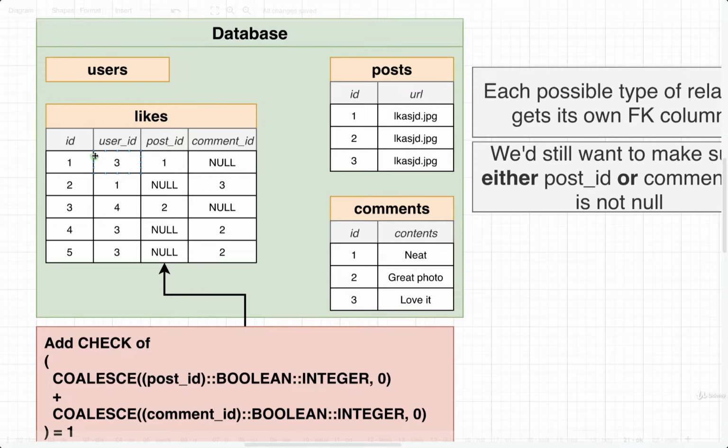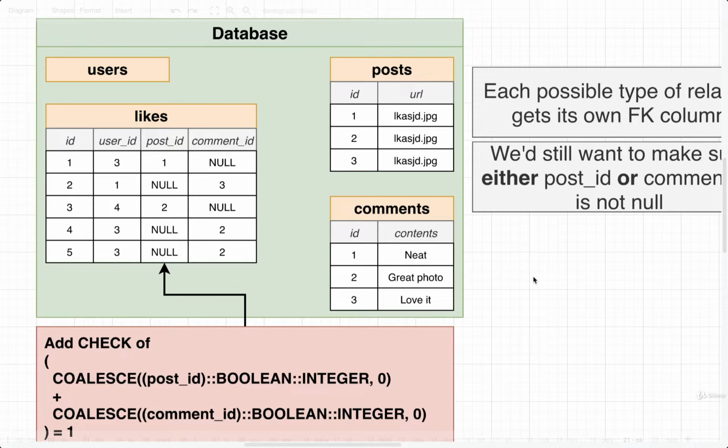To actually figure out what a user likes, we're only going to ever have either the value inside of post ID or comment ID defined. So either or, but at least one. The ID that is actually defined indicates what type of like it is. So in this case, the first row would be a like for a post with an ID of 1. The next row would be a like for a comment with an ID of 3. And then we've got a like for a post with an ID of 2 right there. You get the idea.